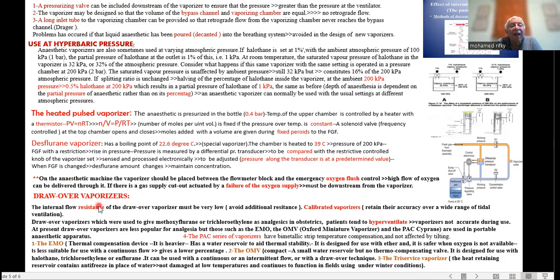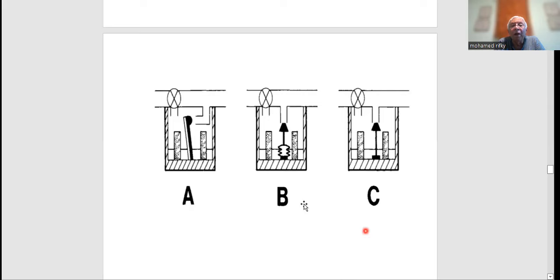The last thing is the draw over vaporizer. As we said before, I'm going to show you some figures first of all before we go back. Of course, these are the three types of thermal compensation. This is present in most of the Tec vaporizers, and this is present in the EMO vaporizer, and this is present in the Drager series of vaporizers.